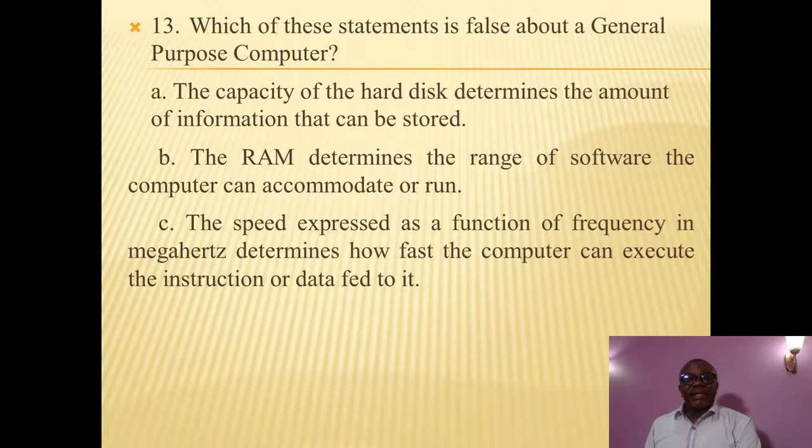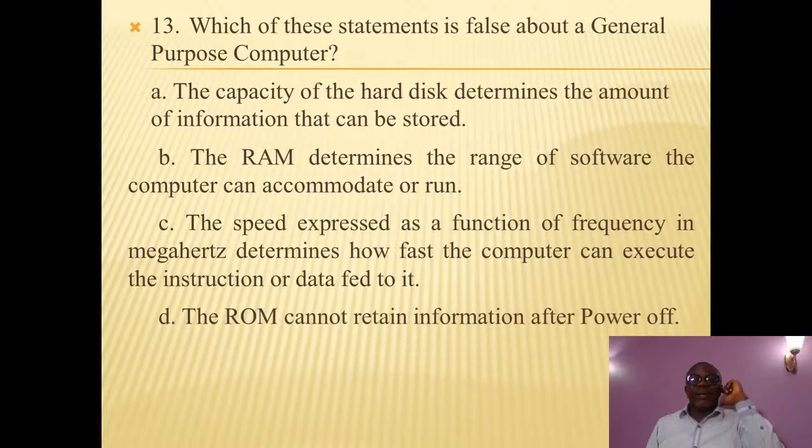Say this assertion is true, because the RAM, if the size of the software is bigger than the size of the RAM, your system will not be able to run it. Then C, the speed expressed as a function of frequency in megahertz determines how fast the computer can execute the instructions or data fed to it.